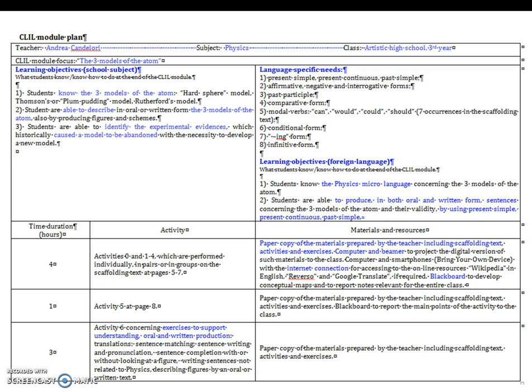Exercises on translation, sentence matching, sentence completion, writing sentences not related to physics, describe figures by an oral or written production. All is reported in the attached file in great detail. This CLIL module has been tested during the active training in a third-year class of an artistic high school in Padova.